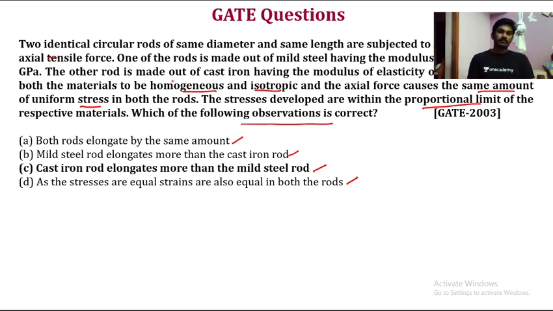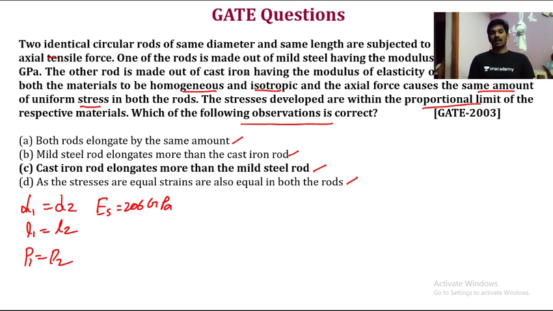Now, from the first sentence: two identical circular rods. The cross section is circular, simple. Diameter is the same, length is the same, so D1 is equal to D2 and L1 is equal to L2. They are subjected to the same magnitude of axial tensile force, so force P1 is equal to P2. One rod is made of mild steel, modulus of elasticity 206 GPa. The other rod is made out of cast iron, having modulus of elasticity 100 GPa.